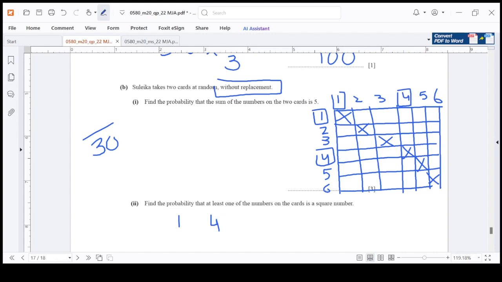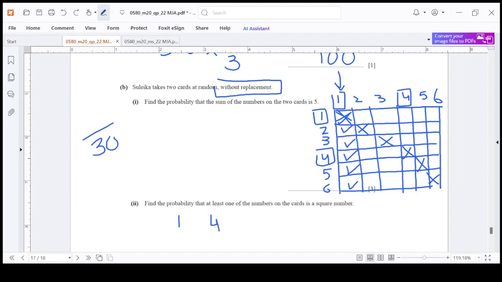Find the probability that at least one number on the card is a square number. So let's look at this first. Of course, you can't get 1 and 1, so that's just crossed out. You can get 1, 2. You can get 1, 3. You can get 1, 4. You can get 1, 5. You can get 1, 6. So we have 5 possibilities of drawing cards such that at least one of them is a square number, because in 1 and 2 you have a square number which is 1, and in drawing 1 and 3 you have a square number which is 1.